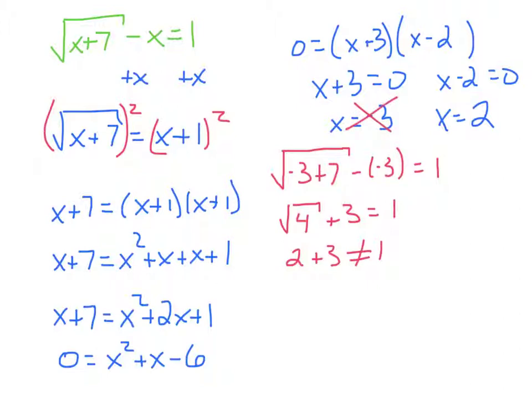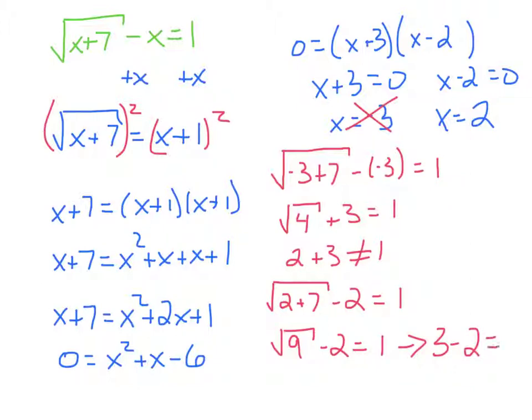Let's check to see if 2 works in our equation. So we get the square root of 2 plus 7 minus 2. Let's see if that equals 1. And that's the square root of 9 minus 2. And that becomes 3 minus 2, and that does equal 1. So we do know that 2 is an actual solution.